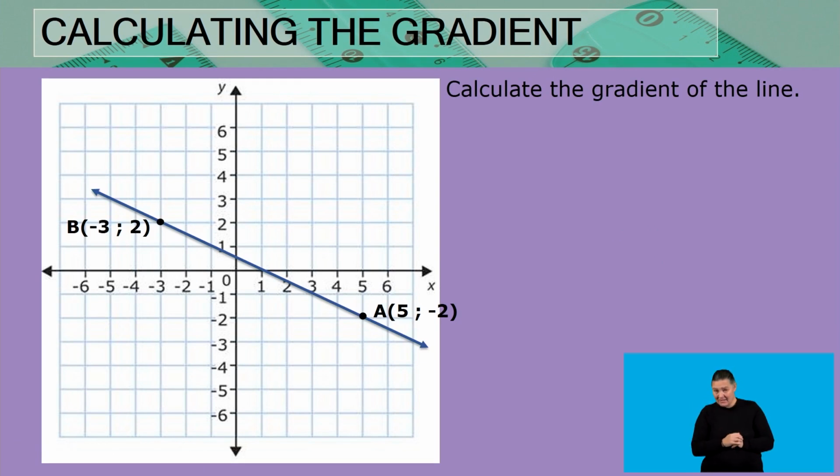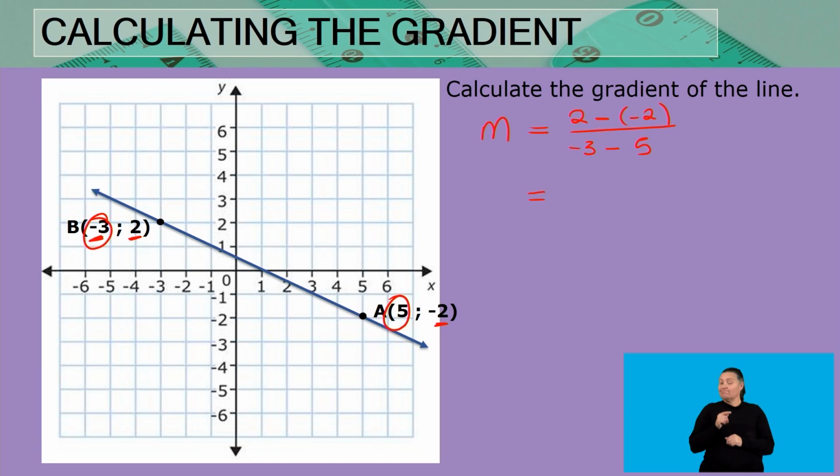Now we are going to calculate the gradient over here as well. Remember, it is the vertical change divided by the horizontal change. So let's start with point B this time. But if I start with point B with the vertical change, I need to start with point B with the horizontal change as well. So the vertical change will be 2 minus -2, and we are going to divide this by -3 minus 5.